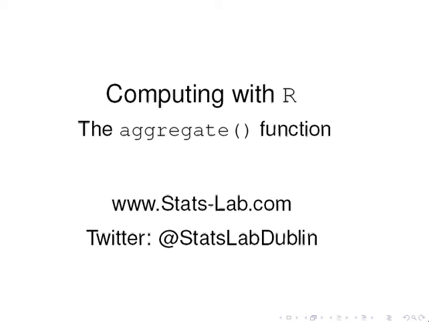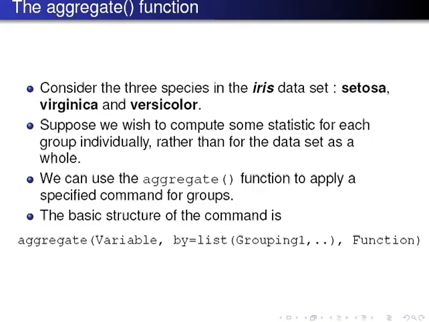In this presentation, we are going to look at the aggregate function. So what is the aggregate function? Consider the three species in the iris dataset. We have Setosa, Virginica, and Versicolor. I'm not quite sure about the pronunciations, but that's my best shot. Suppose we wish to compute some statistics for each group individually, rather than the data set as a whole.